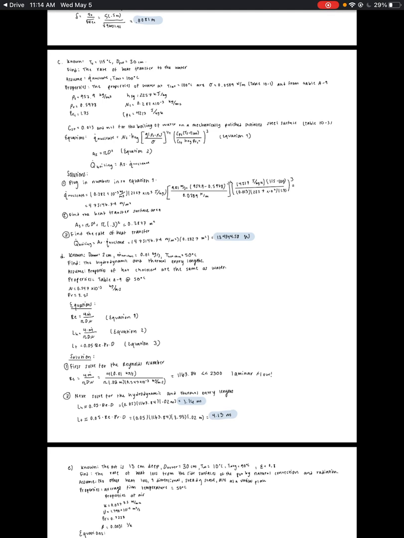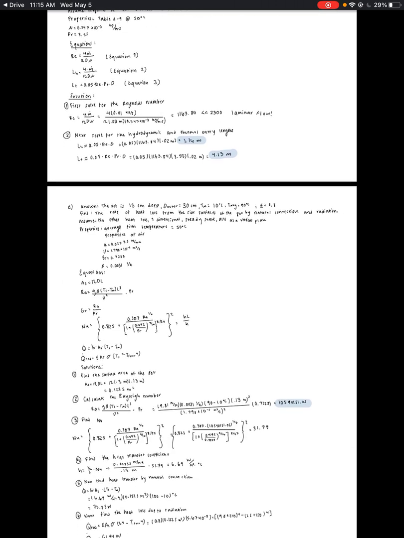In part D, the hydrodynamic and thermal entry lengths for the hot chocolate coming through a straw are found. This is an example of internal forced convection. The equations are listed there. You need the Reynolds number to find L_H and L_T.